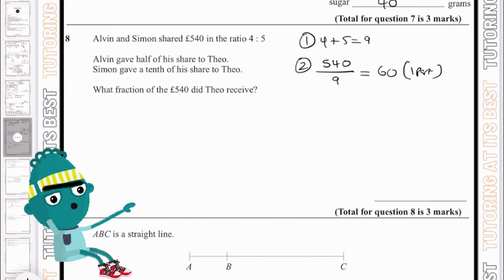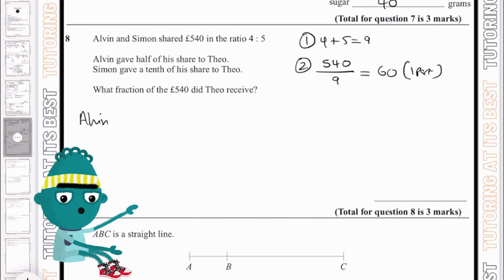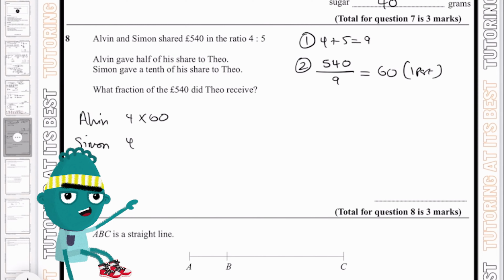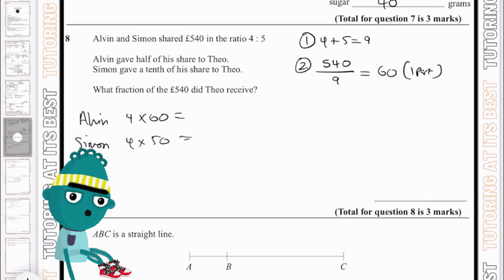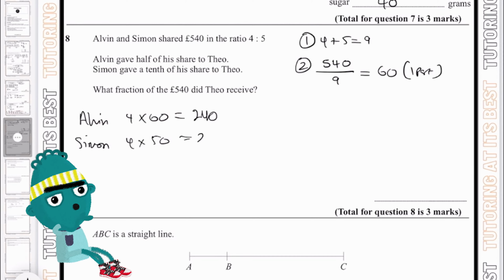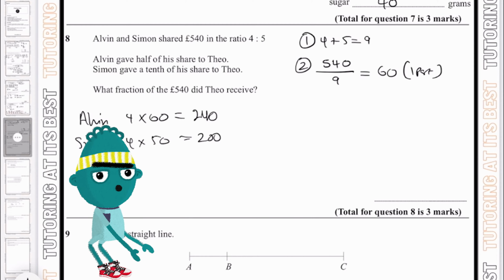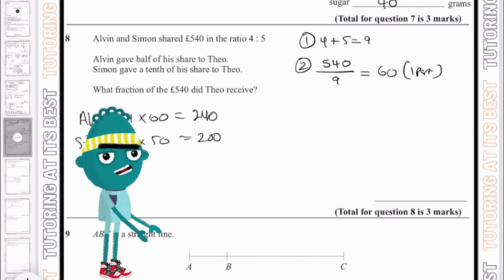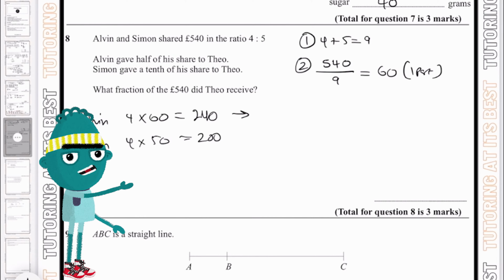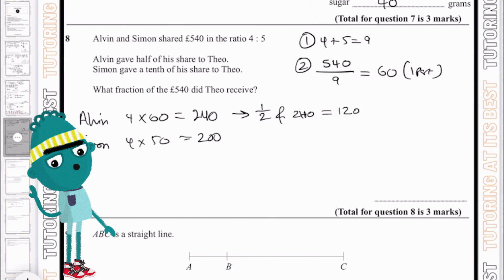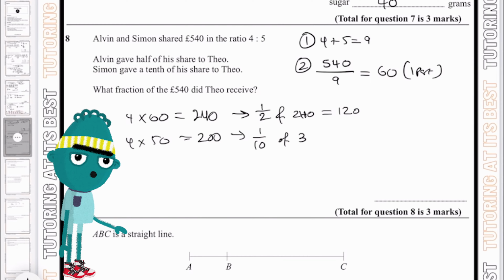And then let's go ahead and find out how much Alvin has. So 4 times 60, and Simon, which is going to be 5 times 60. So we know that is 240 and 300. And now we will find out how much Theo gets. So Alvin has given half of his share. So if we say a half of 240, we know half of 24 is 12. So that gives us 120. And then Simon gives 1/10 of his value, which is 300.